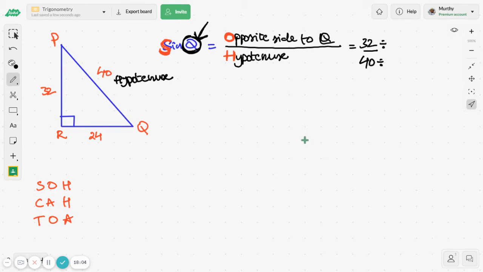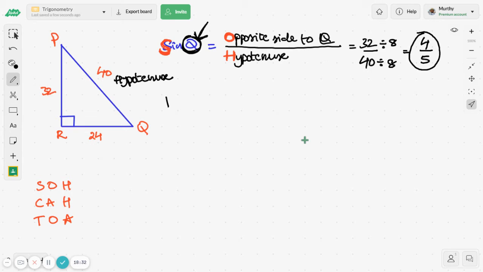So, I can divide both the values, numerator and denominator, by 8. When you divide it, 32 divided by 8 gives you 4, and 40 divided by 8 gives you 5. Therefore, 4 over 5 is the value of sine Q. I'm skipping cos purposefully and taking tan.